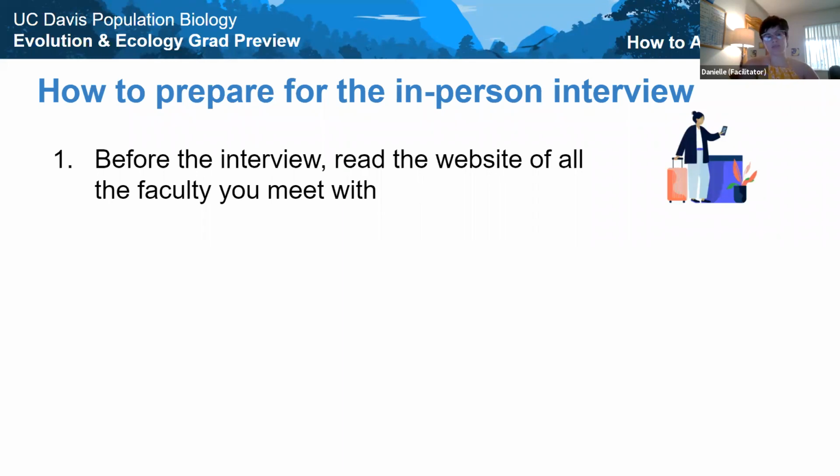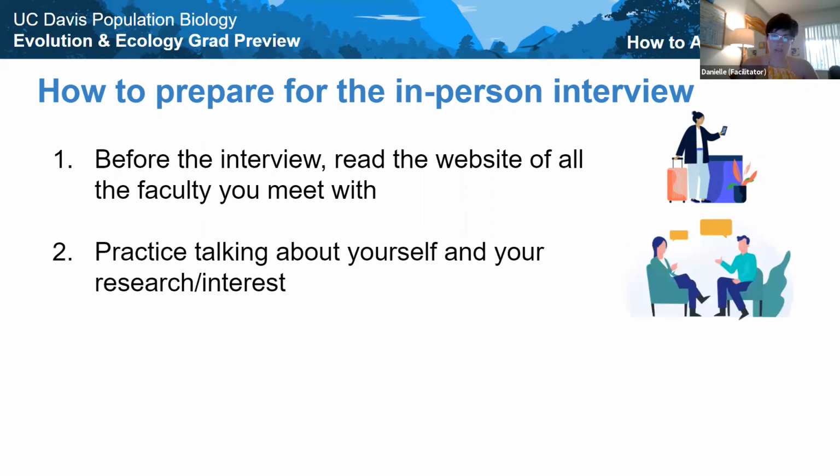The first thing to do before the interview is read all the websites of the faculty that you will meet with. This will give you some ideas for questions to ask these faculty members, as many of them may be on the admissions committee. And as we said before, practicing talking about yourself and your research interest is really key here. Your mentors at your home institution may be able to help with this by being a sounding board or providing practice interviews for you. We will also be practicing this skill later in the session.